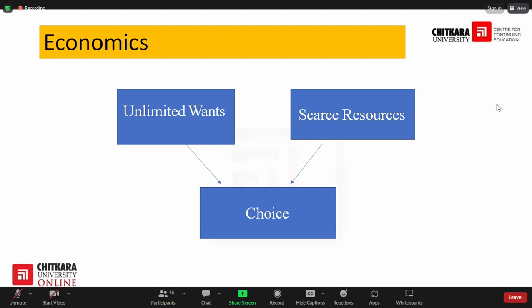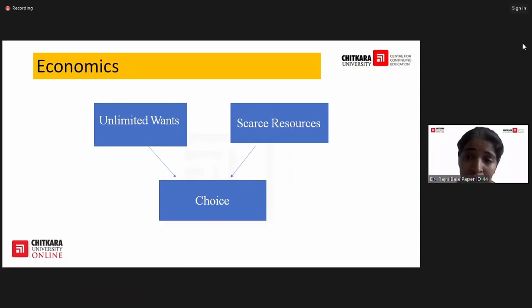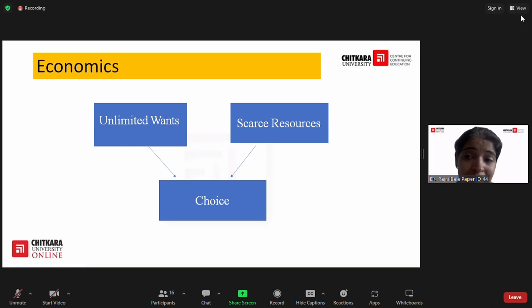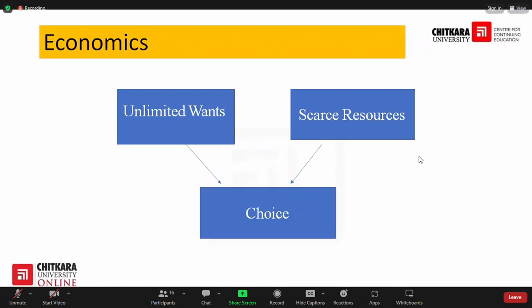So economics basically tells us how we can make the best utilization of resources. One is the utilization, second is the best utilization, which is also known as optimum utilization. So here I'm talking about the optimum utilization. You need to make the optimum utilization of the resources, which is very, very important.